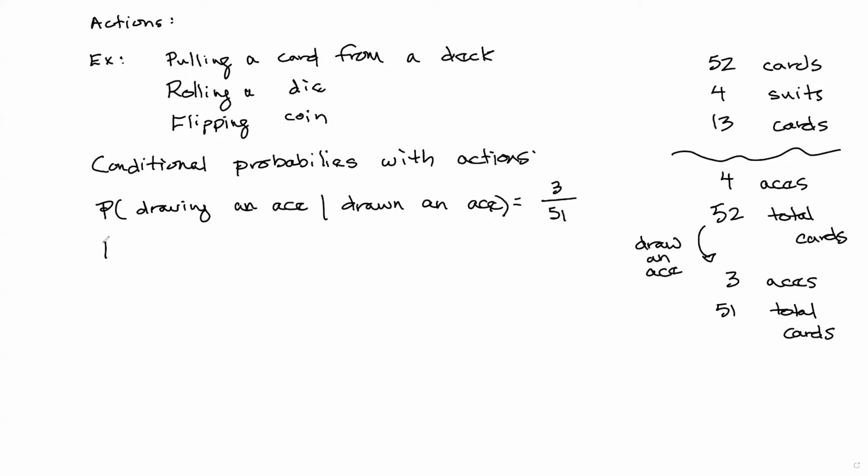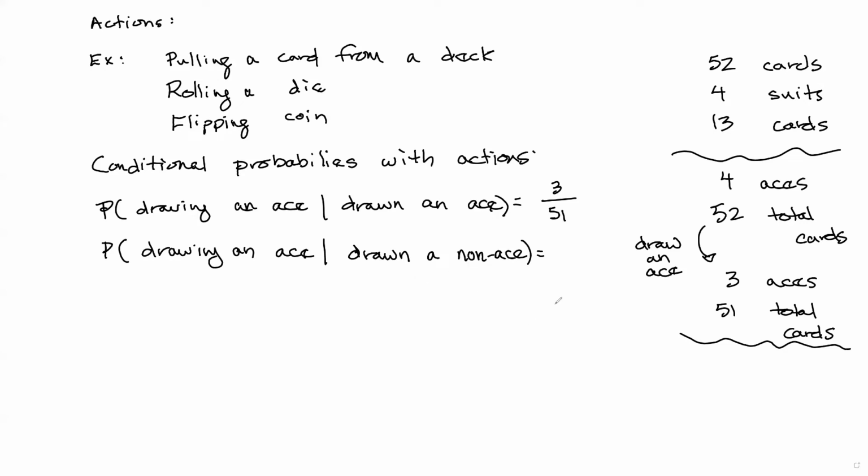So let's say we wanted to calculate the probability of drawing an ace, given that we've drawn a non-ace, something that's not an ace. So that could be a 2 or a 3 or a king or a jack, anything that's not an ace.